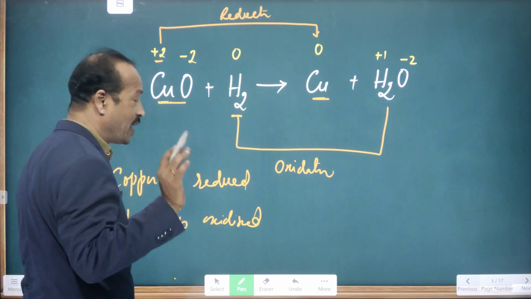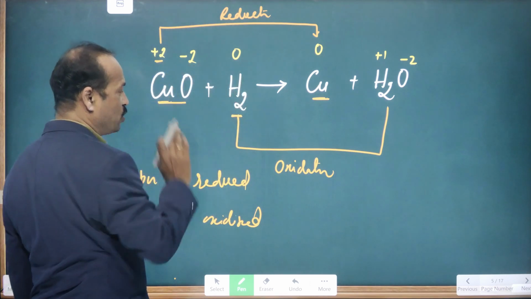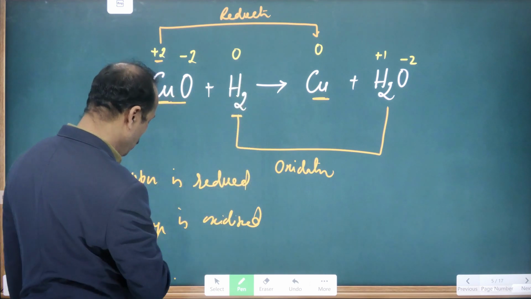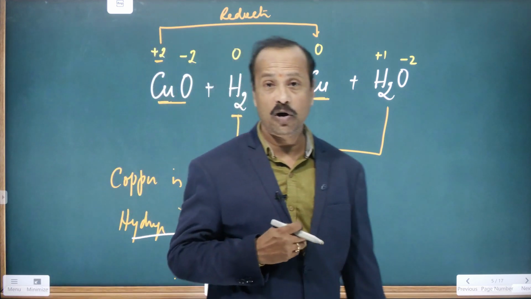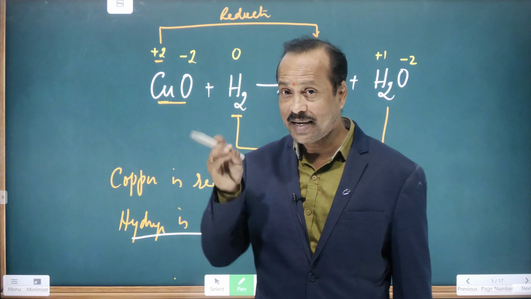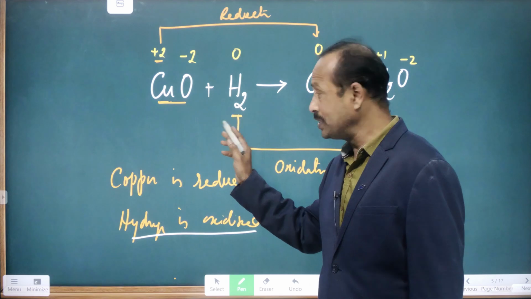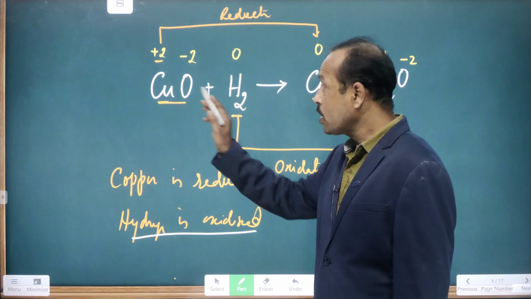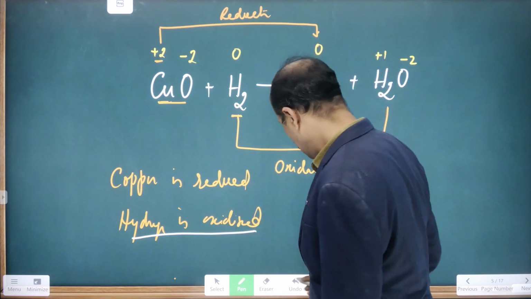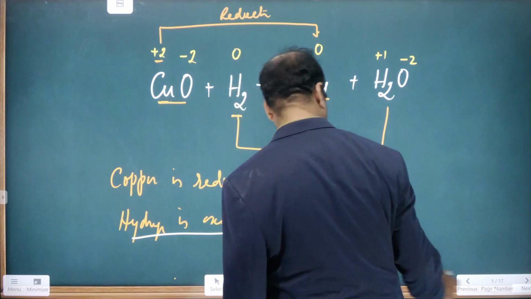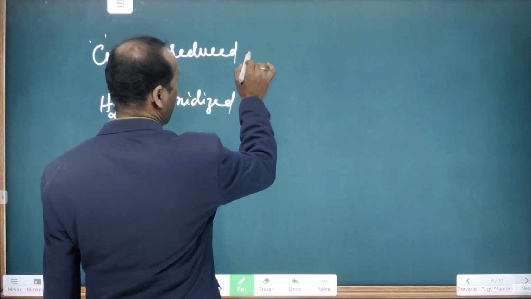So now here copper is reduced. Why is it reduced? Because it gave oxygen to the hydrogen. It helps the hydrogen get oxidized. Yes or no? So copper oxide, what is it doing? It is giving its oxygen to hydrogen, so it's helping the oxidation reaction. Hence copper oxide is reduced, but it is helping in oxidation.